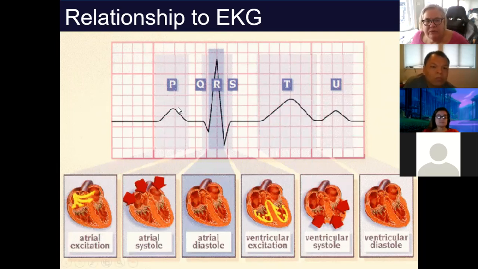The P wave represents atrial excitation. That is when the cells of the right atrium, in particular, and to a lesser extent the left atrium, are getting excited and starting to conduct. And you're going to see this in lead 2, it's usually always shown in lead 2, as an upright P wave.